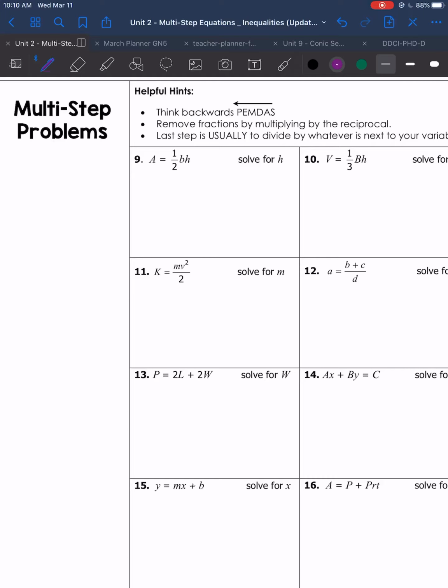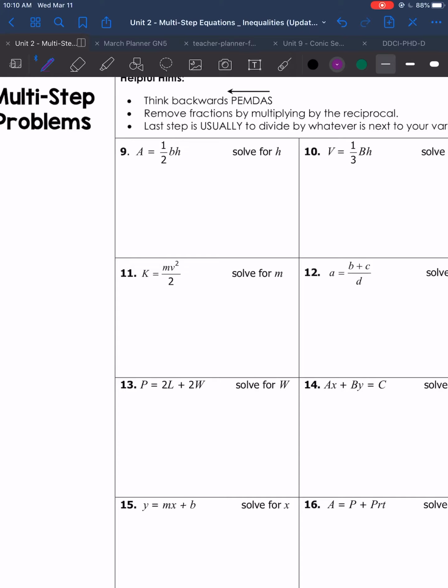Some things you're going to look for is you're going to think backwards. So you're going to think PEMDAS backwards. So you're going to add, subtract, divide, multiply, then do exponents, and then parentheses. So we're sticking with the odds.